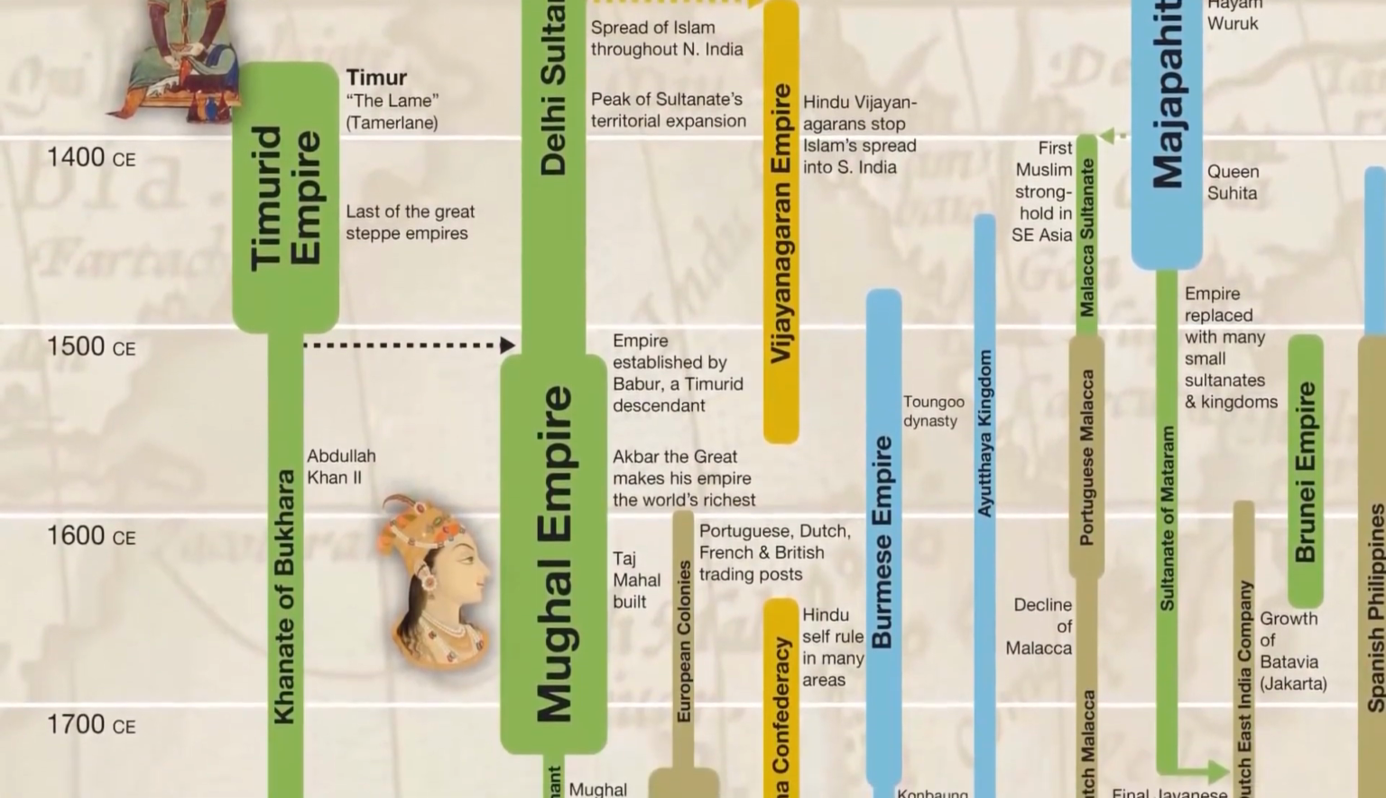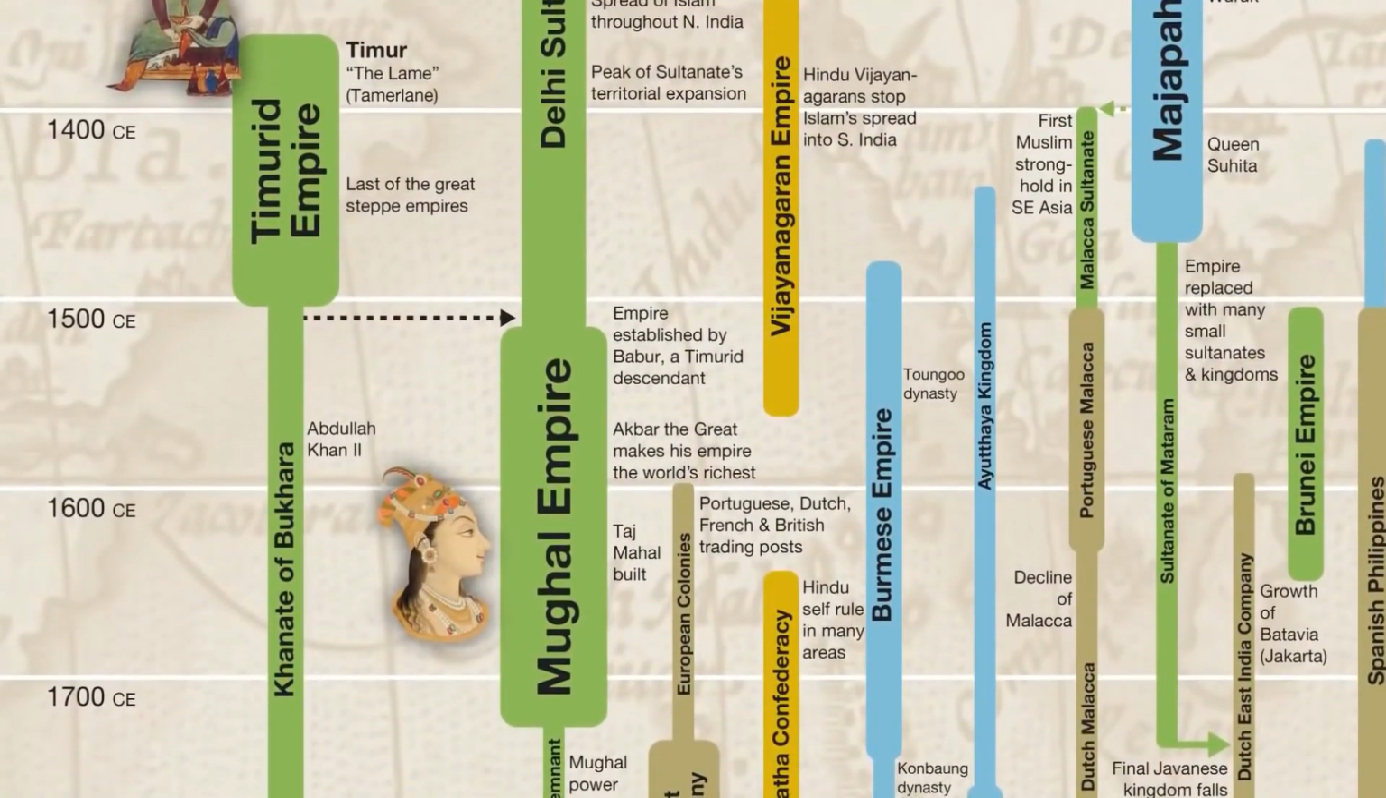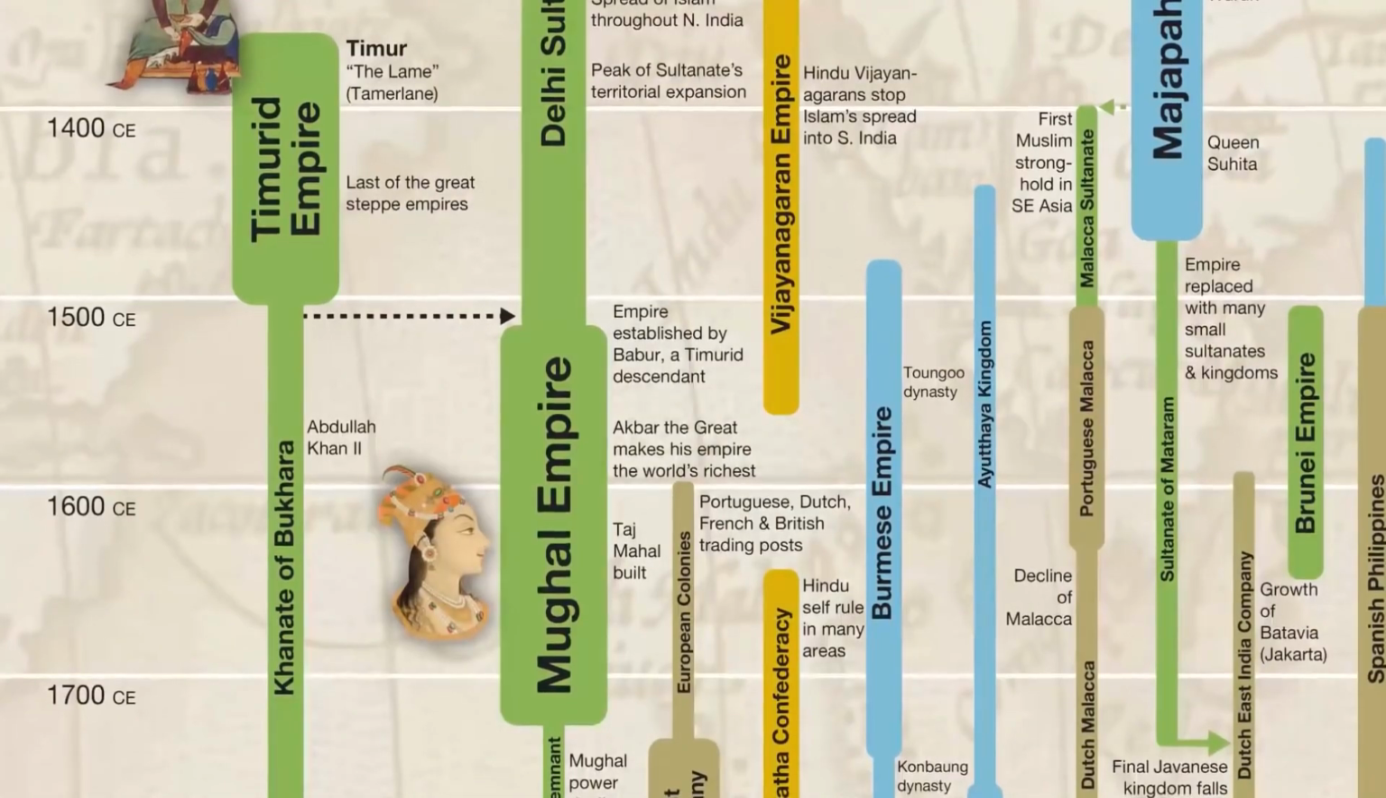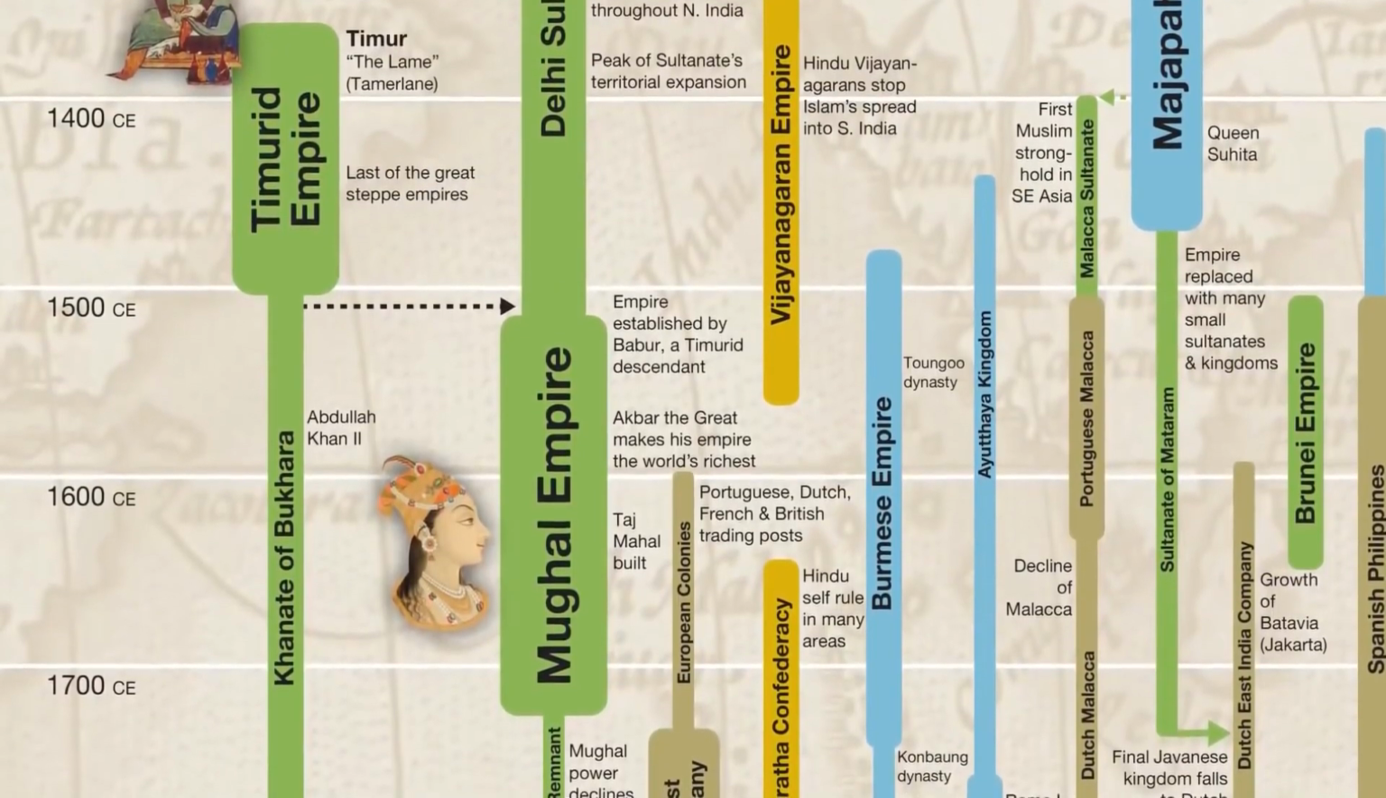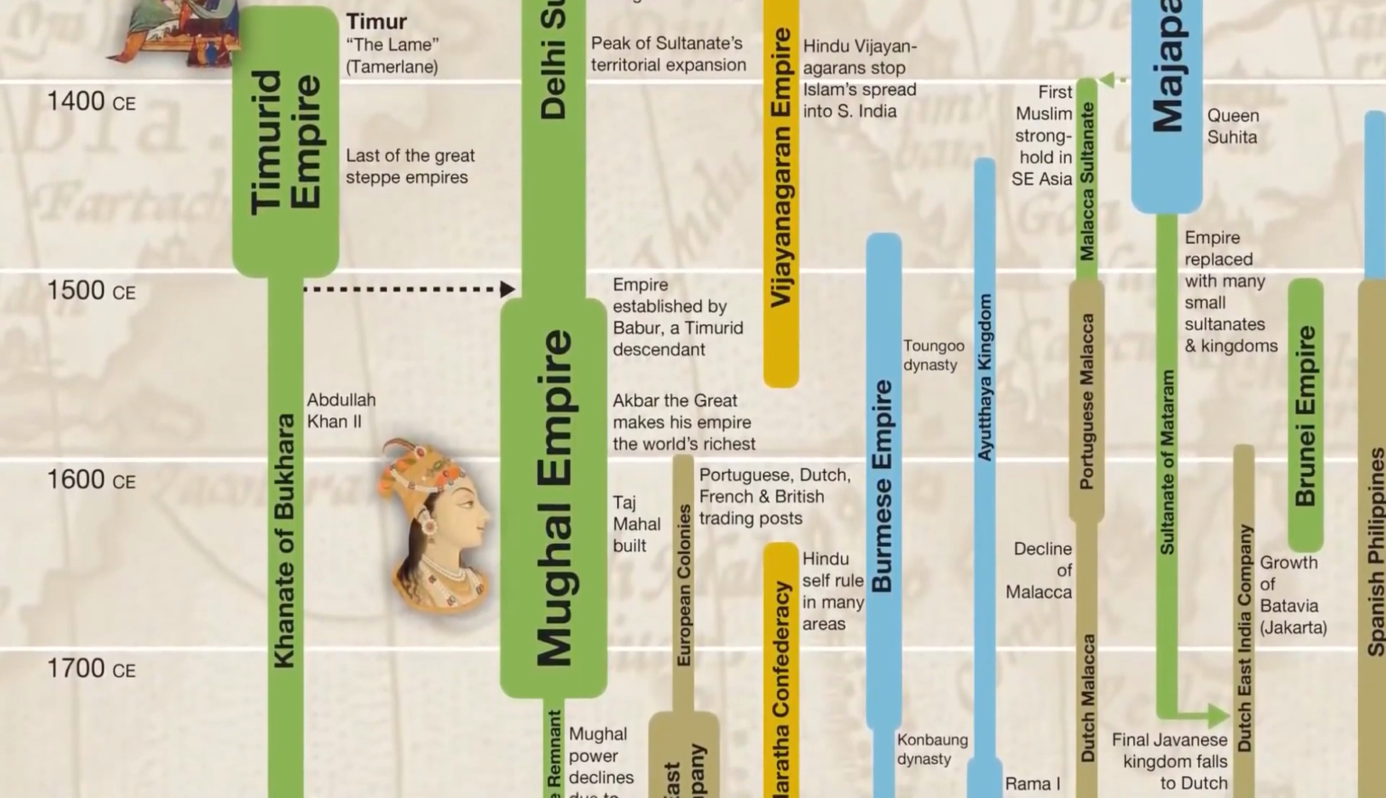up conquering the Delhi Sultanate in the year 1526, establishing the Mughal Empire, which at its greatest extent controlled most of India. Under its most famous emperor, Akbar the Great, the Mughal Empire became the richest empire on earth, and his grandson would go on to build the famous Taj Mahal. But shortly after the Taj Mahal was built, things started to get more complicated on the Indian subcontinent.